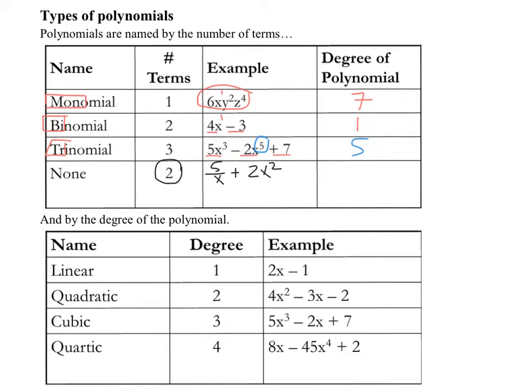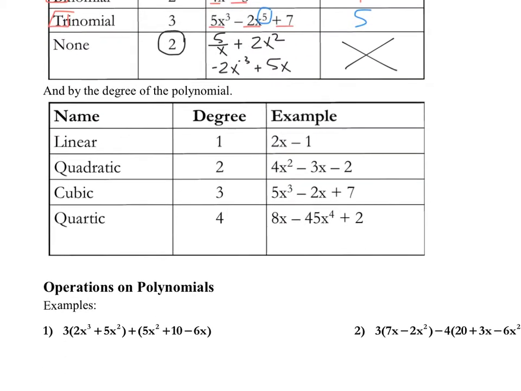Another one would be -2x to the -3 plus 5x. Again, it has two terms, but it's not a polynomial because of the negative exponent. So since it's not a polynomial, it also does not have a degree. So this is kind of a lot of definitions and vocabulary here. You do need to be familiar with these vocabulary words: monomial, binomial, trinomial. That determines how many terms are in the polynomial.